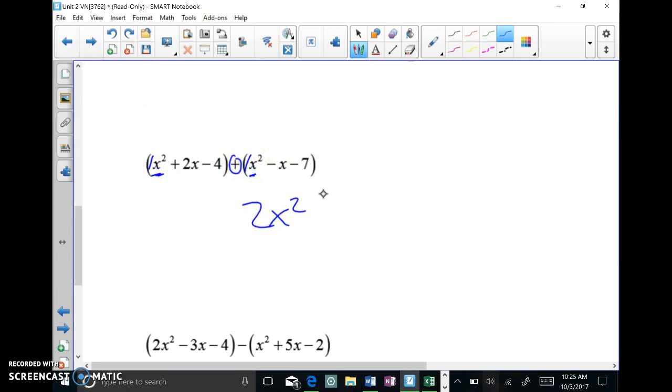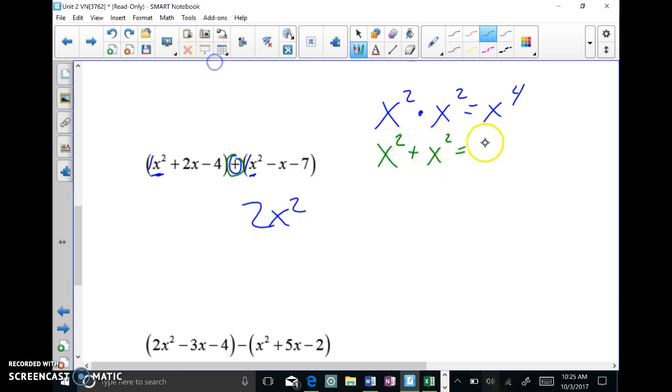The most common mistake you guys are going to make when you're doing this is think that you got to do x squared and x squared becomes x to the 4th. You're adding exponents. Don't add the exponents. We saw that earlier. Like if we did x squared times x squared, it was x to the 4th. But that's when you're multiplying terms. We're not multiplying here. We're adding terms. If you do x squared plus x squared, the answer is 2x squared.